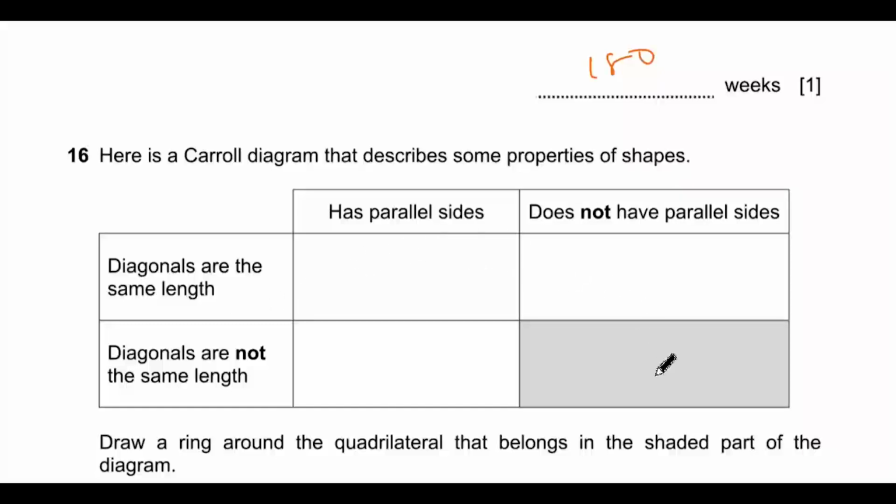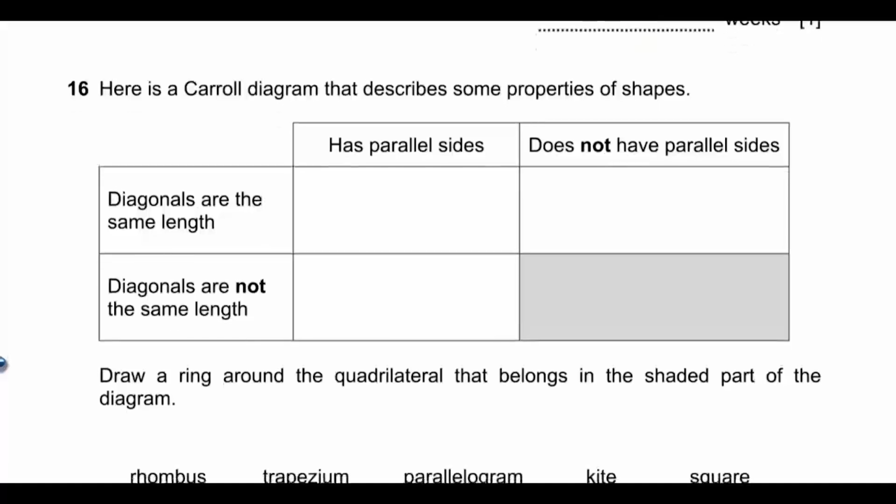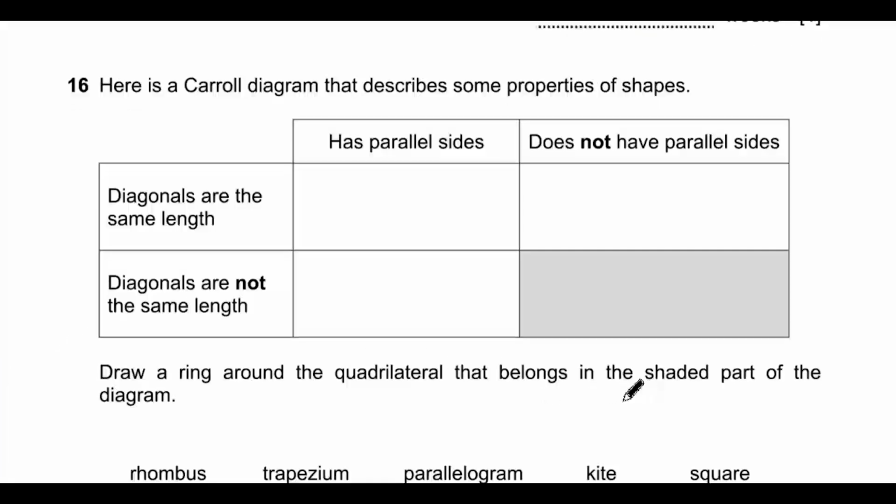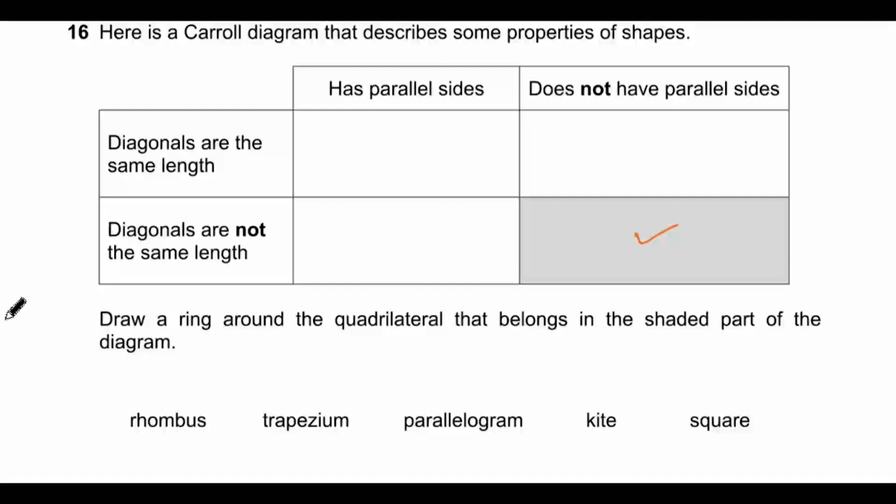So we are interested in this. Draw a ring around the quadrilateral that belongs in the shaded part of the diagram, that is this one here. We need a shape whose diagonals do not have the same length, and it does not have parallel sides. Let's see for rhombus: diagonals are not the same length. For rhombus, it is no. The rhombus has parallel sides, so rhombus is out.